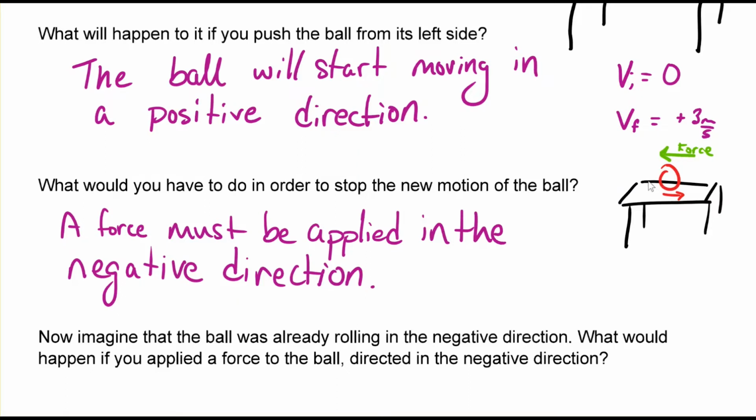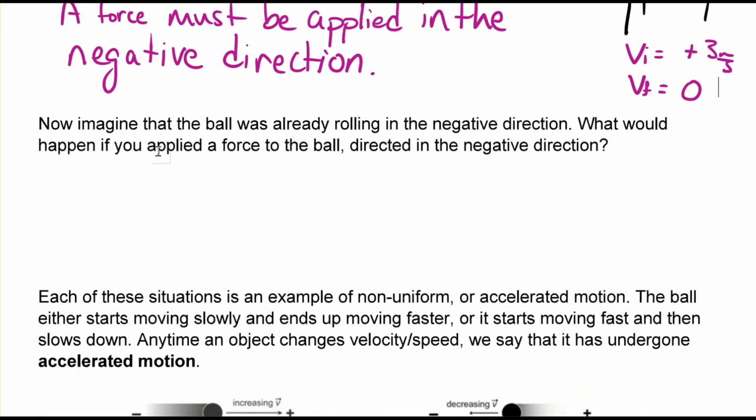So originally the thing is moving in a positive direction, so its VI is positive and its VF, well, if we stop this thing, its VF is going to be 0. So let's say it was going positive 3 meters per second and its final speed is 0. Well, that's acceleration again. Its velocity is changing. That's what acceleration is.